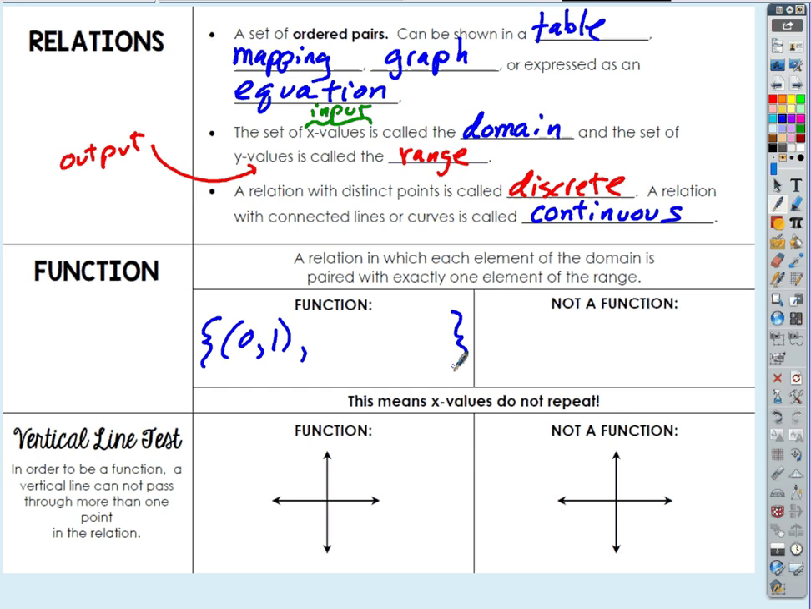So for this ordered pair, which is the x value and which is the y value? X is 0 and y is 1. So we're inputting a value of 0 and the relation is outputting a value of 1. That's one ordered pair. It's ordered because it has to be in order so we know which is the domain, the input, and which is the element of the range, the output. So what about this?